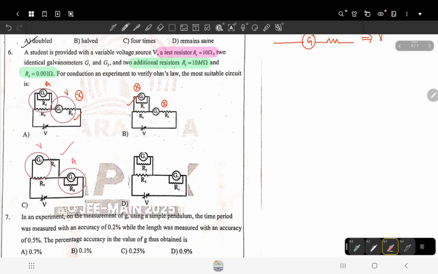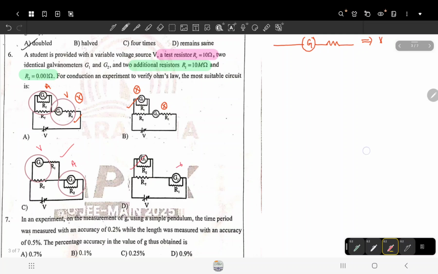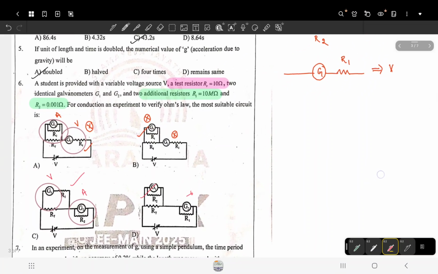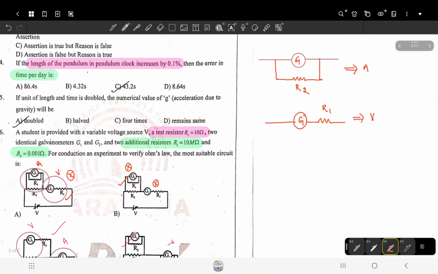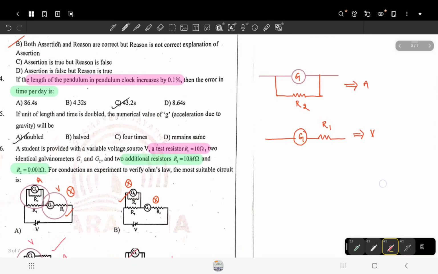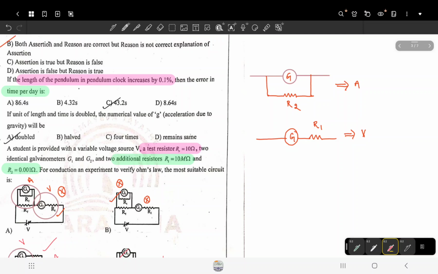And here G1 and R2. So G1, R2 as well as ikkada both rendu kuda parallel kalpunam kabatti, so this will act as an ammeter, right? But this won't act as an ammeter. So therefore, that fourth option is wrong. Option C is right for the sixth question. I think that's clear for everybody.